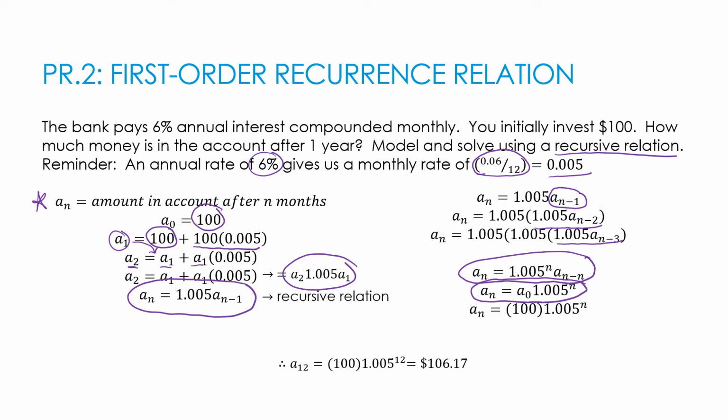This formula, A sub 0 means how much did you start with, so notice all I've done is replace A sub 0 with 100, and that was this, A sub n. So essentially I'm taking 100 times 1.005 to the n. So after 12 months, how much will I have? Well, now I can use my recursive relation to take 1.005 to the 12th times 100. And if you got your calculator out and used the compounded monthly formula, you would find that those two values do in fact agree.